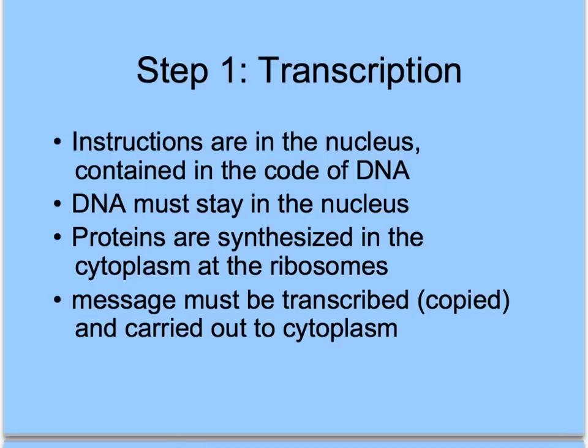So the first step in the process for a cell to make a protein out of its DNA is called transcription. We're going to have 2 steps, transcription and translation. The first step is called transcription. In transcription, the cell solves a problem, the problem being that the instructions for the protein in the form of the order of the bases is contained only in the nucleus in the DNA.